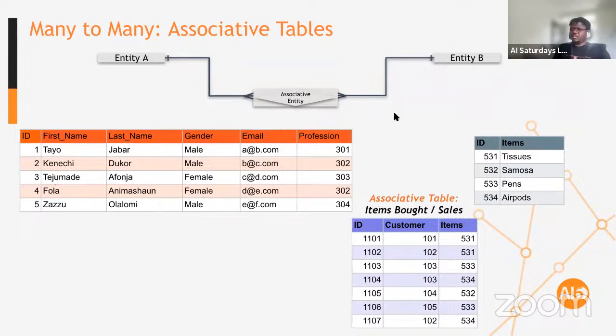Let's look at a proper example for that. So now, in the case of customers and items, we are looking to introduce this associative table that is going to bring both of them together.